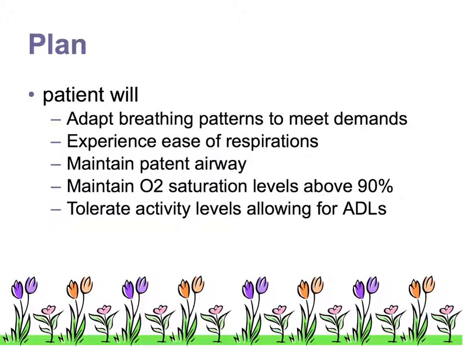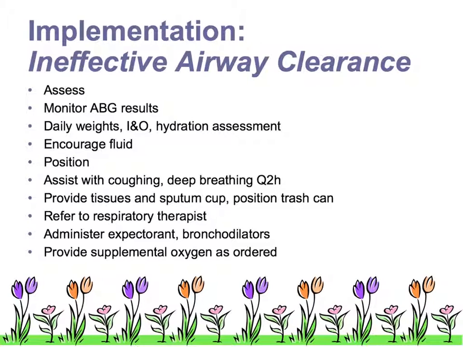Implementation, how are you going to reach those goals? So what you're doing here is working through a care plan, if you think of it. Your ineffective airway clearance, if you're looking at how to fix that ineffective airway clearance, you're going to assess their respiratory status and monitor their ABGs. You're going to check their daily weights, their intake and output, their hydration status, and then you're going to encourage fluids. Why are you encouraging fluids? Because that loosens up the secretions, and the looser the secretions are, the easier they are to cough out.